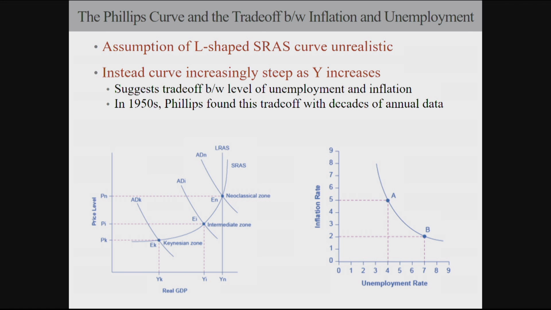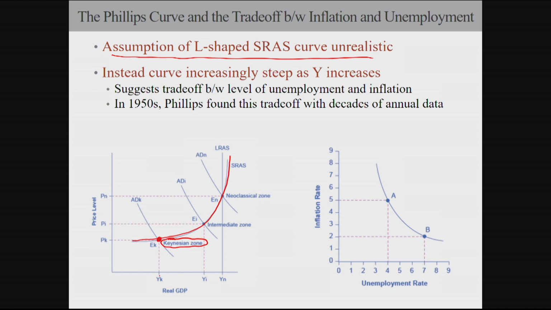Okay. And so the assumption of an L-shaped short-run aggregate supply curve is unrealistic. A more realistic one looks as follows, where basically the slope gets increasingly steep as we move from the left to the right. In this area over here, which you can refer to as the Keynesian zone, things are relatively flat. And so a shift in aggregate demand.